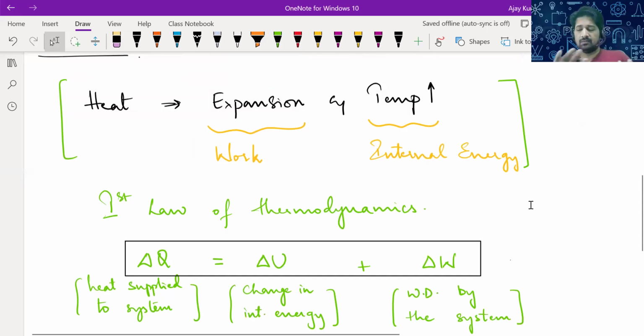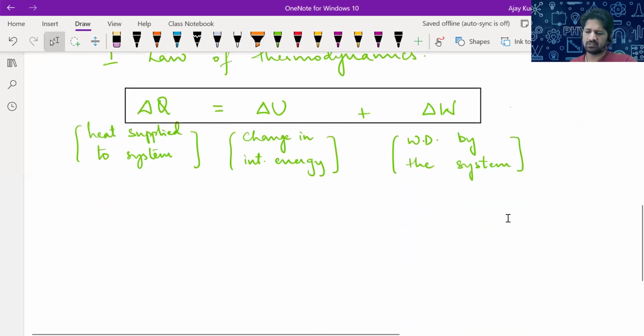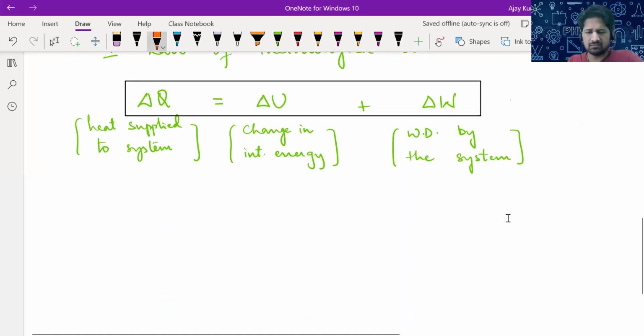So the fundamental idea behind conversion of heat to work is based on thermal expansion. When you supply heat, temperature rises, expansion takes place. During that expansion, if something gets displaced, work is done. Now, you all know we have different states of matter. Basically, the common states that we come across are solid, liquid, and gas.